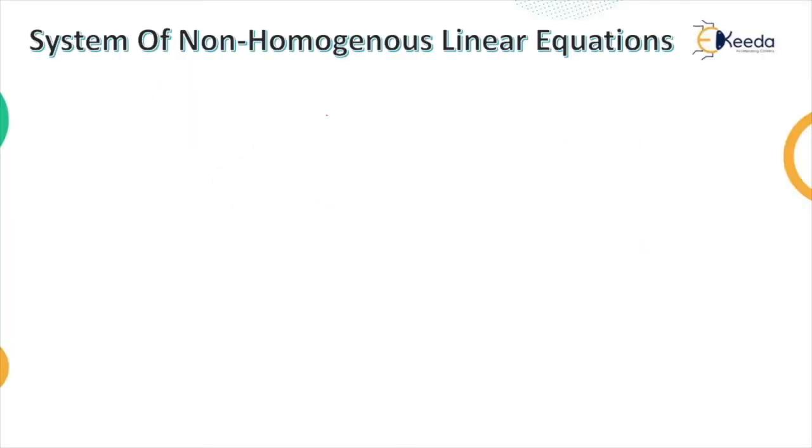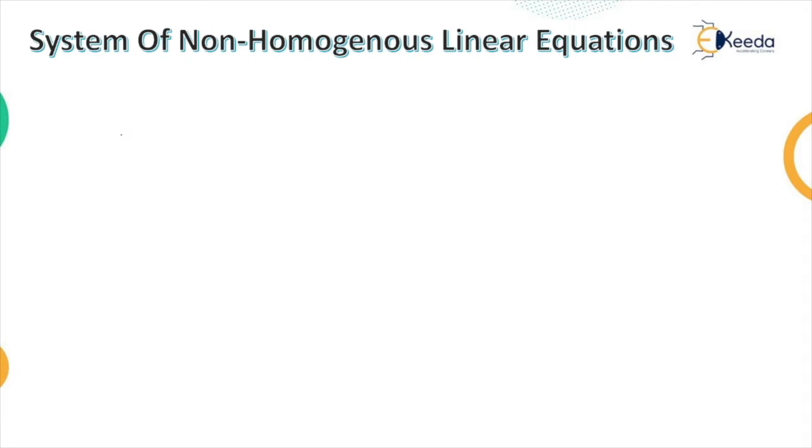First of all, you should know what a system of non-homogeneous linear equations is. A system of non-homogeneous equations contains m equations and n variables. First of all, let us see what a system of non-homogeneous linear equations is.